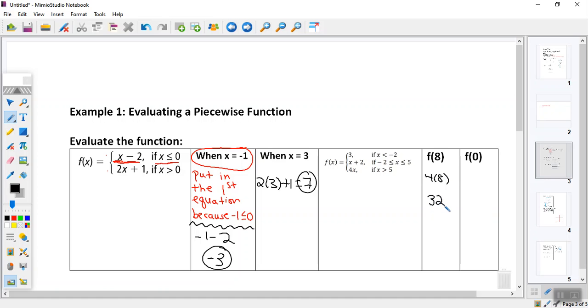Okay. You guys evaluate f of 0 real quickly and check with a neighbor. Make sure you agree. Or check with someone around you and see if you agree. F of 0. When you got it, raise your hand. I'll take a peek at it, okay? Good. Got it now? Good.